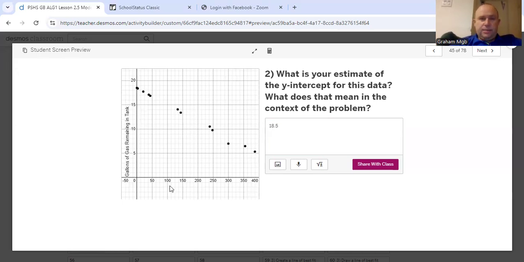So this would actually tell us how much gas we have at basically distance 0. So in other words, when Ashley is at home, or it might be just after she's filled up the car with gas at the actual gas station. So I'm just filling in the 18.5 here.